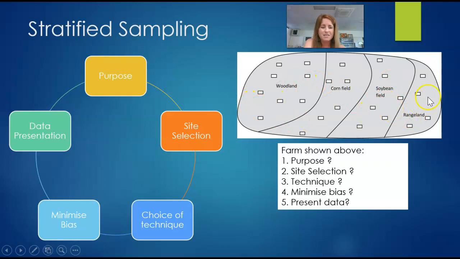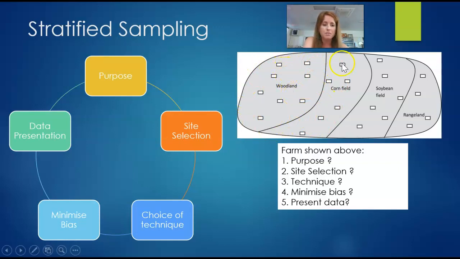And so this is a bit of an example, but if I have this area and this much is a woodland, this much is a cornfield, this much is a soybean field, and this much is a rangeland, there's more woodland than there is of the rest. And so if I just did random sampling, I could randomly end up with the majority of my samples in here. It's not probable, but it could happen. And so if I know that 25%, we're going to say, maybe it's a bit more than that, of this is woodland, I need to have more samples from this area.